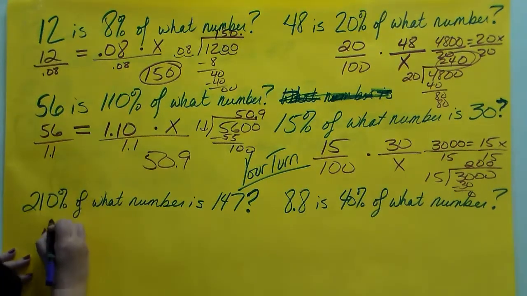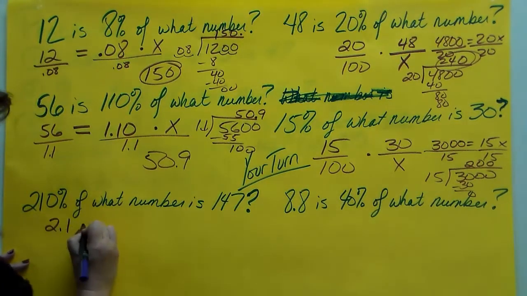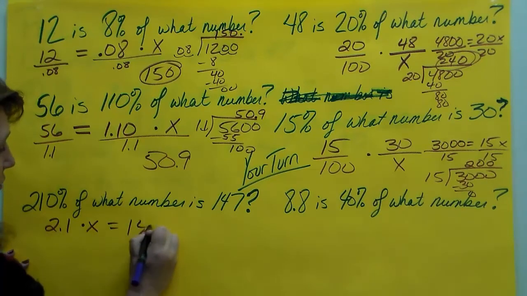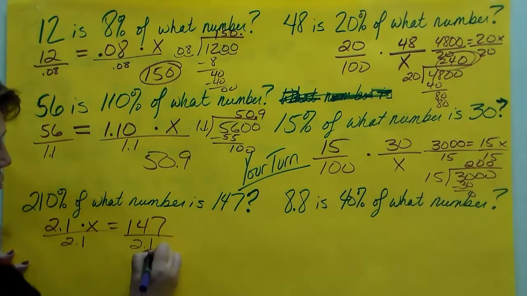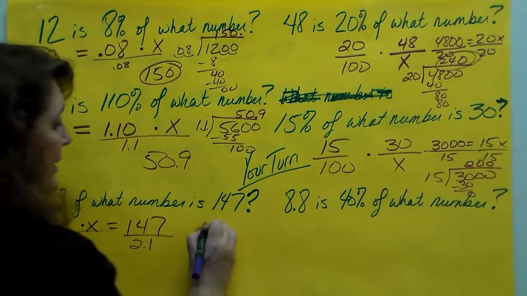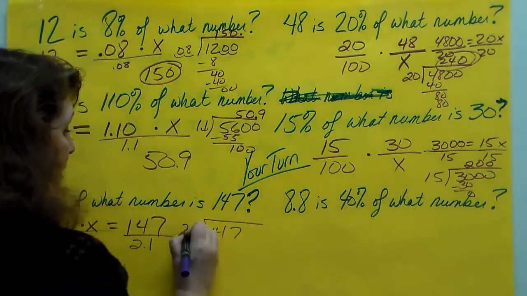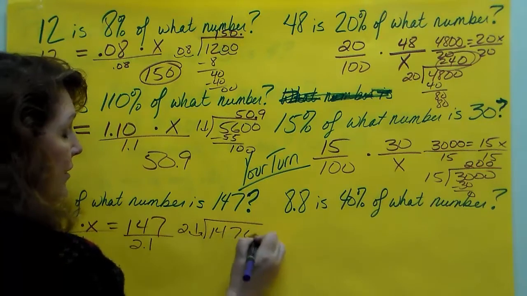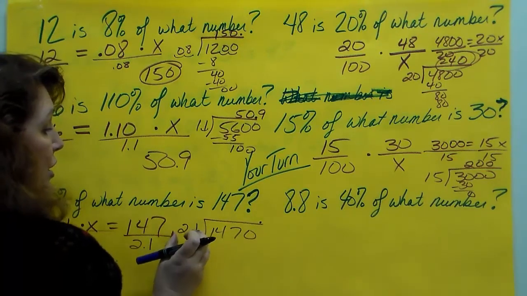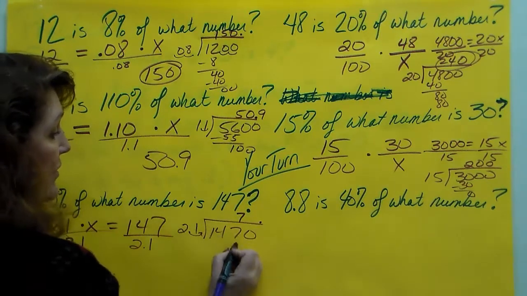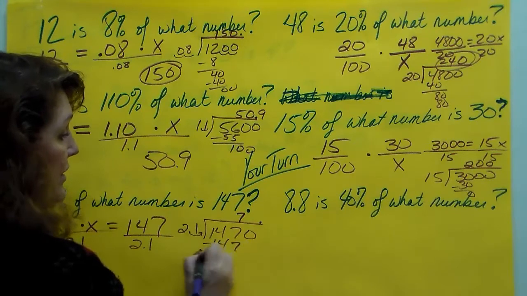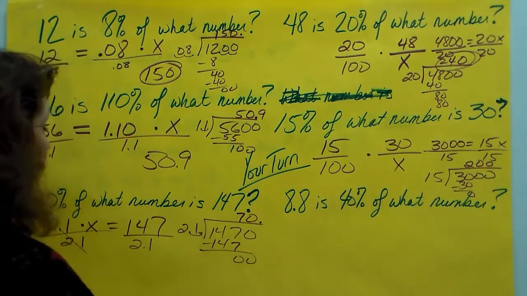210%, 2.1 times x equals 147. Divide by 2.1, divide by 2.1, those go away. 147 divided by 2.1, there. 21 goes into 147, 7 times 1 is 7, 7 times 2 is 14, subtract 0.